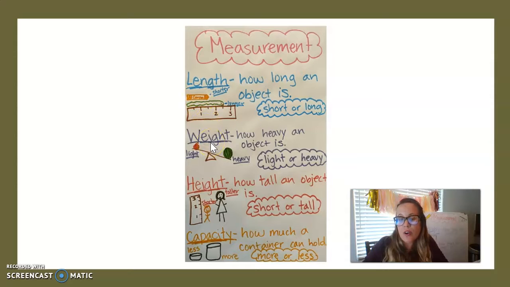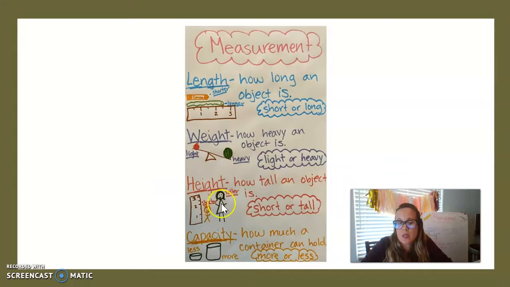Okay, the next thing you learned was weight, and you did that with me, and it's how heavy an object is. So remember, things like a watermelon are going to be very heavy, whereas something like an apple is light. So when we describe the weight of something, we say light or heavy. We could say something is lighter or heavier than something else.